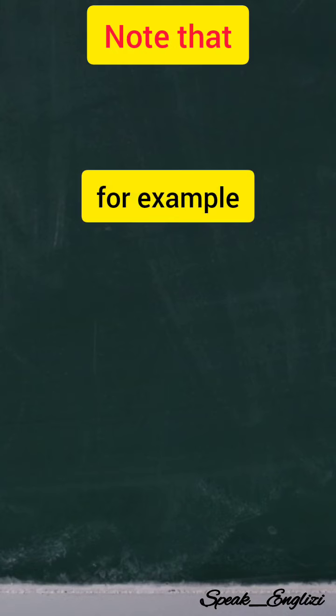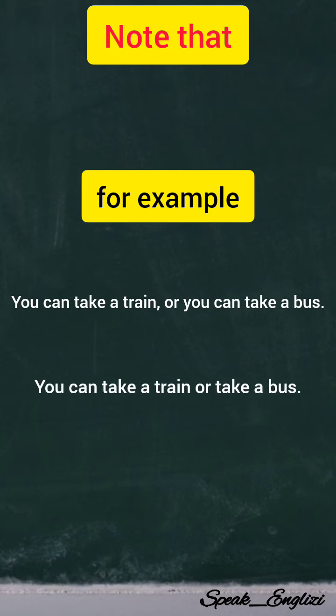Note that when using a coordinating conjunction, you can remove any subject word and modal auxiliary from the second clause. For example, you can take a train or you can take a bus. You can take a train or take a bus. Both sentences are correct.